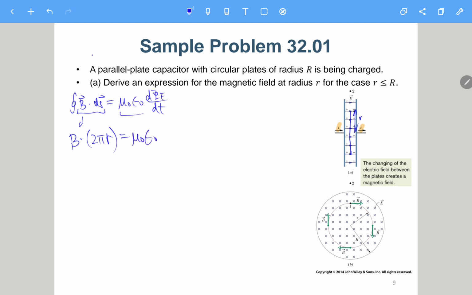And then here mu naught epsilon naught, and then this phi e. We assume that the E field is uniform over the whole thing, so originally phi e is the integration of E dot dA. Here we don't have a closed surface. The surface is only this part, it's just a circle, not a closed surface. And we just assume that E and dA are parallel, and E is uniform, so it is nothing but E times A, where A is the cross-section area of this circle. So it becomes d(EA) over dt.